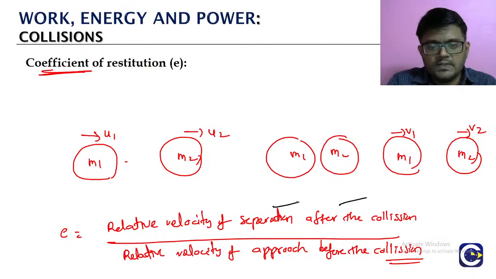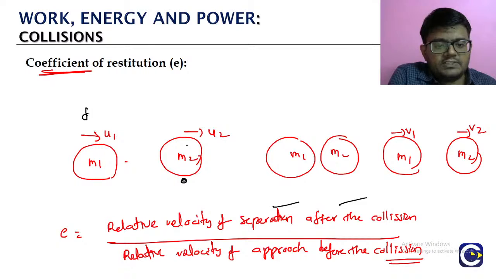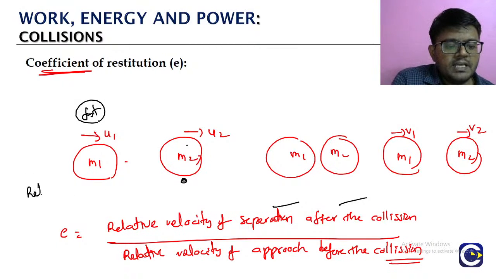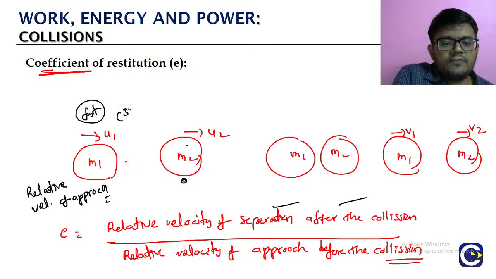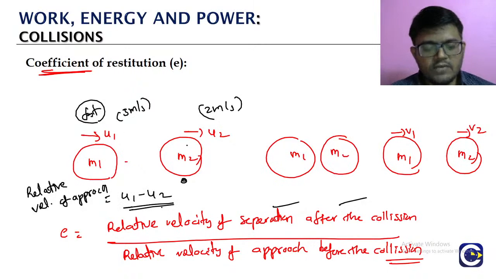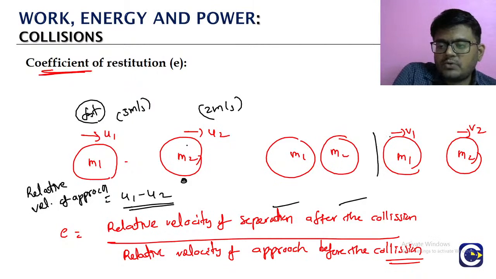Okay, so before the collision, what are we thinking? This is moving slow and this is moving fast. Object 1 is moving fast, object 2 is moving slow. So here we can say the relative velocity of approach. Let's say for example u1 is 5 meter per second, and u2 is 2 meter per second. Now what will you give as the relative velocity of approach? 5 minus 2, right? So it is u1 minus u2.